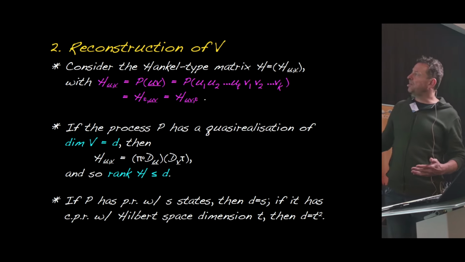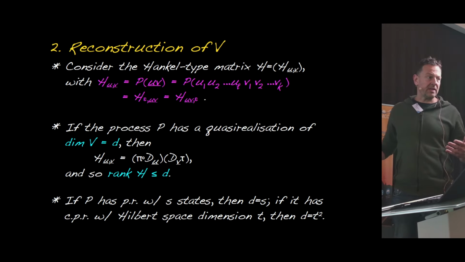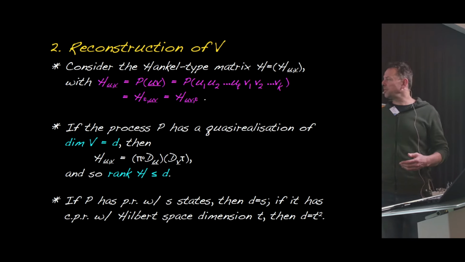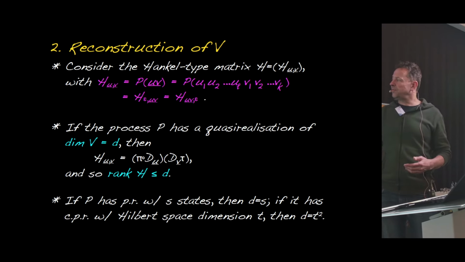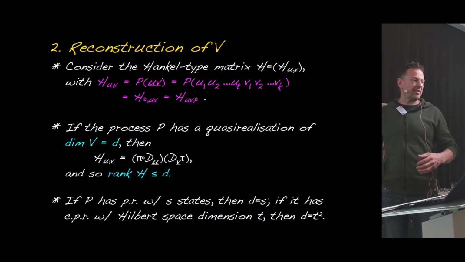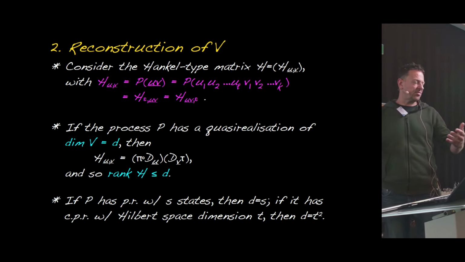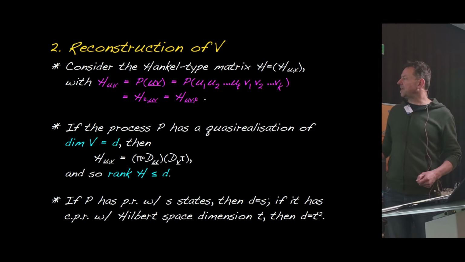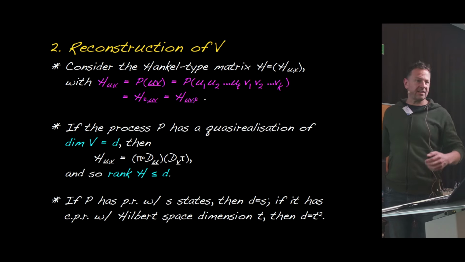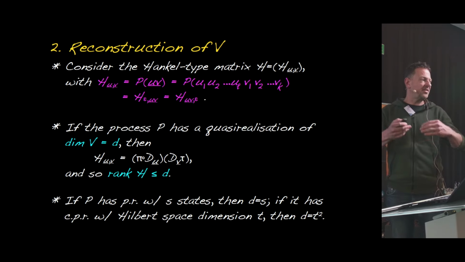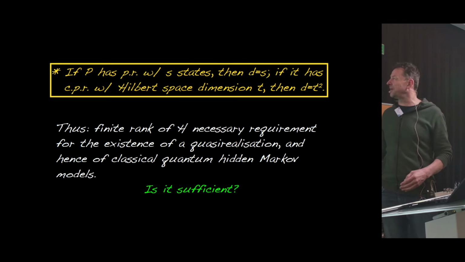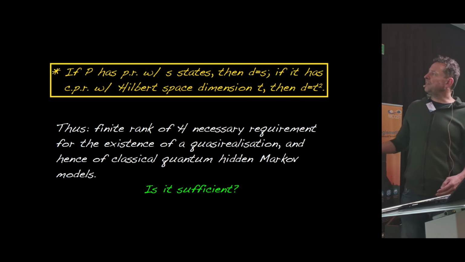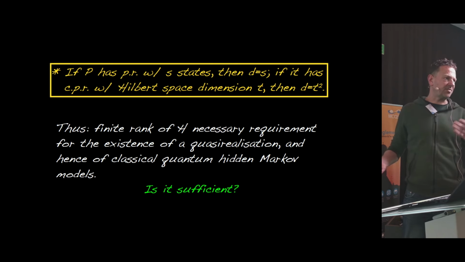So we can see how this relates to the hidden Markov and hidden quantum Markov models that we had before. If P has a positive realization as a hidden Markov model, well, we have S states, so the vector space is S-dimensional, because we just need the probability densities over S elements. If it is a Hilbert space of dimension T in a quantum realization, well, then the matrices are T-squared dimensional, so D is equal to T squared. And so we see that the finite rank of H is necessary for the existence of one of those finite explanations. So the question is, is it sufficient?